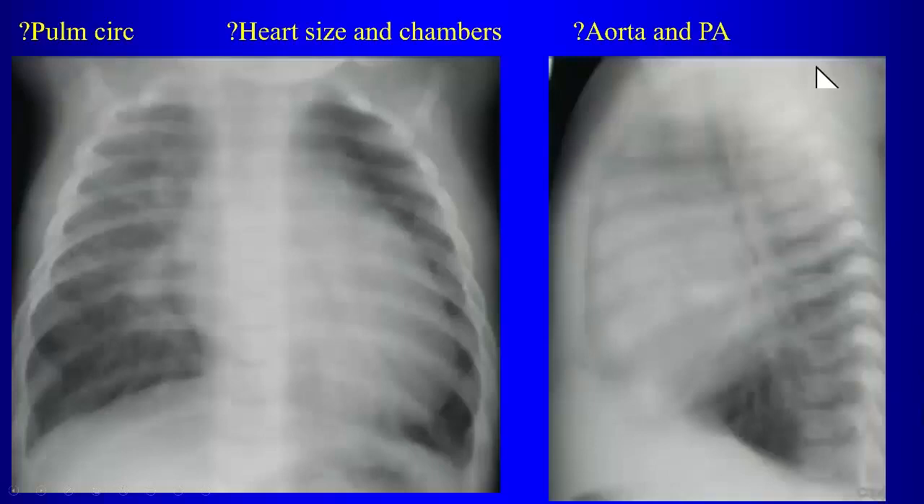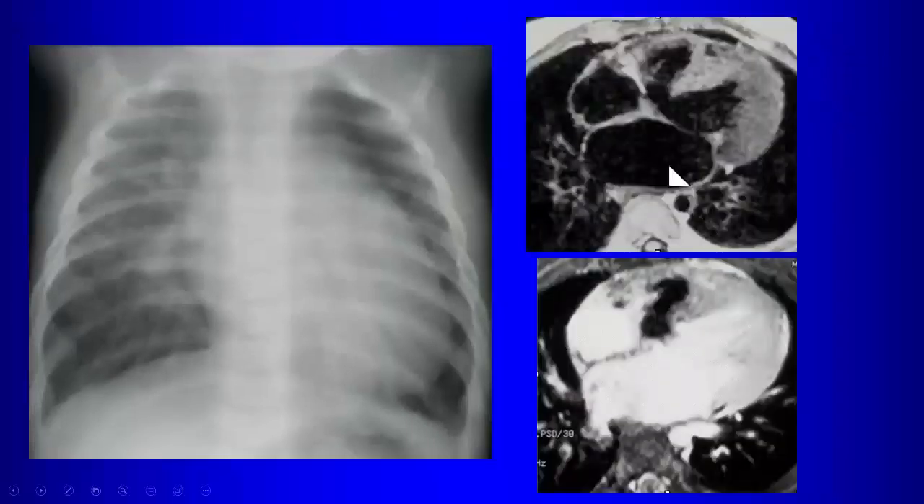So looking at the radiograph, what chambers do you think might be enlarged here? Left atrium, left ventricle, right ventricle. Right ventricle maybe. So what lesion are you thinking about? VSD. Yeah, so this was a ventricular septal defect, okay?